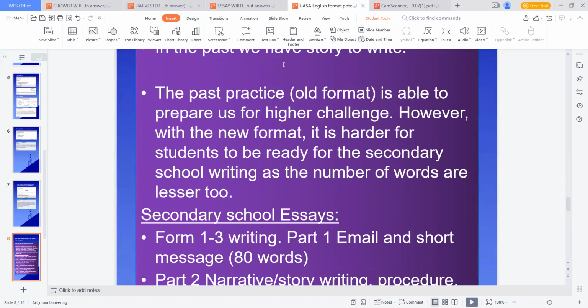But students will still need to learn how to write a story, tell a story, and also emphasize other language skills. That's all for my sharing today.